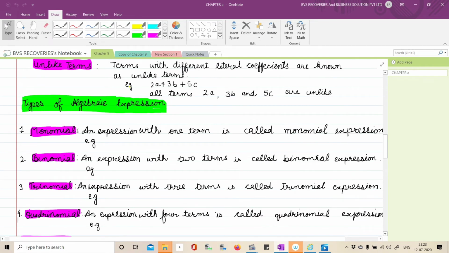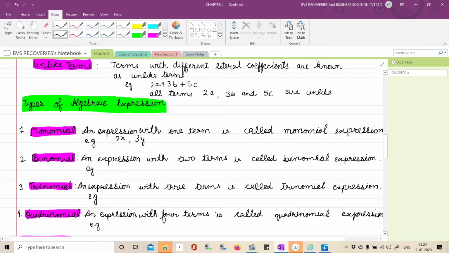Next, we have types of algebraic expression. Now, let us discuss. First type is monomial. What is a monomial expression? An expression with one term is called a monomial expression. So, let us take an example here. If I write here 2x, 3y, these are two expressions. One is 2x and second is 3y. So they have only one term. So they are known as monomial expressions.